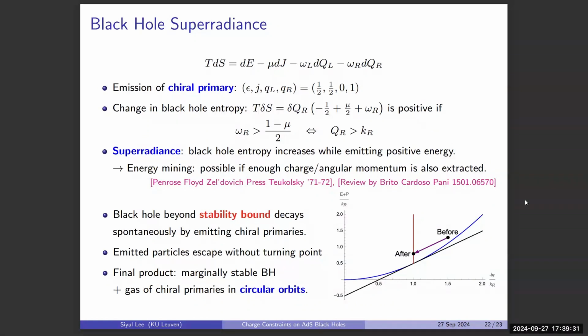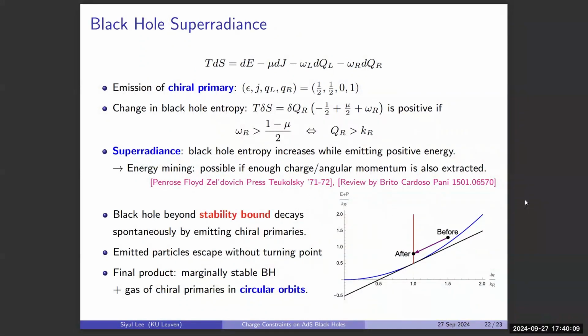So if you look at the first law of thermodynamics at the top, if there were no charges, J, QL, K, QR, if they were all not there, then TdS equals dE. And when the black hole emits positive energy, its energy decreases. So dE is negative and dS will also be negative. That's the usual situation. However, when the black hole dumps the energy, but also dumps some of its angular momentum or charges, then the sum on the right-hand side might be positive, even if dE is negative. So that's how the superradiance comes about.